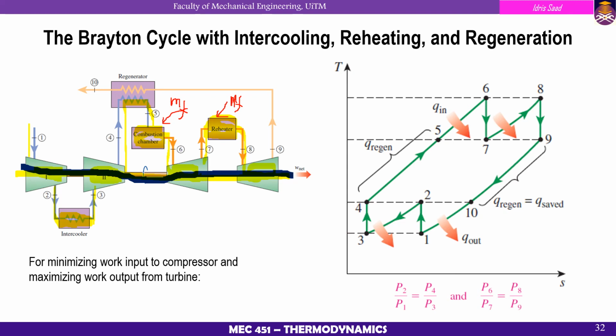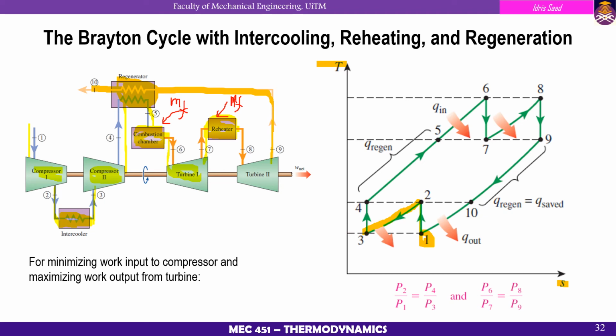After that, the air is exhausted to the regenerator, and there the heat is transferred to the first system. So based on this schematic diagram, we can draw what we call our TS diagram. So this is the TS diagram. This is state number 1. It is compressed in the first compressor, then it goes to the intercooler.